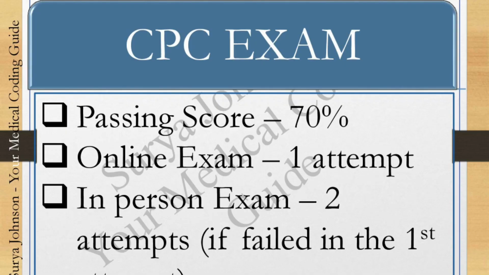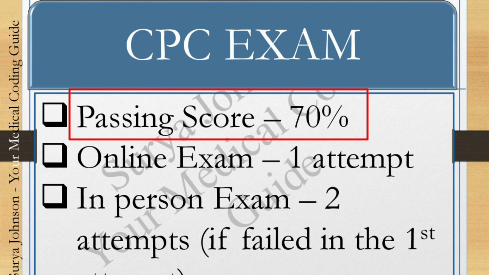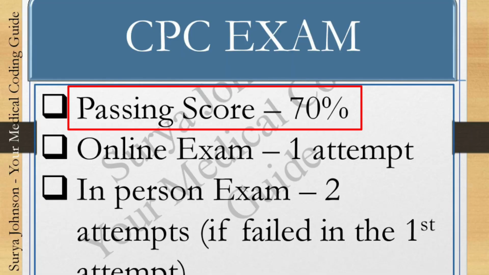The next thing you want to know about the CPC exam is the passing score. As I already told, there will be 100 questions, so you should answer around 70 questions correctly. If you answer 70 questions correctly, then it's a pass. So 70% is the passing score.